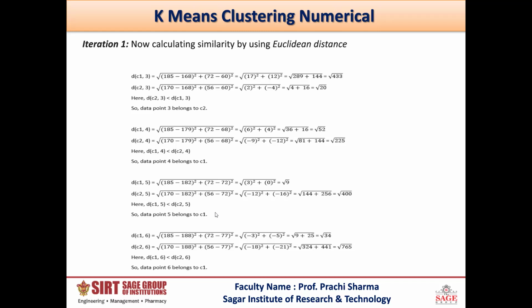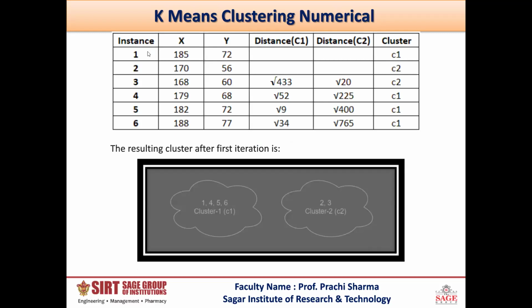After calculating all this, we can create a tabular data. As you can see, these were the points and these were their values for x and y. The first and second points were taken as the C1 cluster and C2 cluster respectively. And these were the values which we calculated for points 3, 4, 5 and 6. So you can also compare in the tabular format that root 20 is less than root 433, and root 20 belongs to C2.